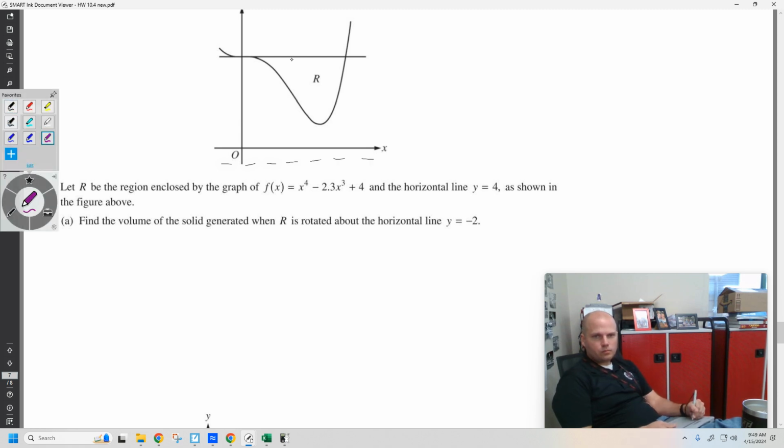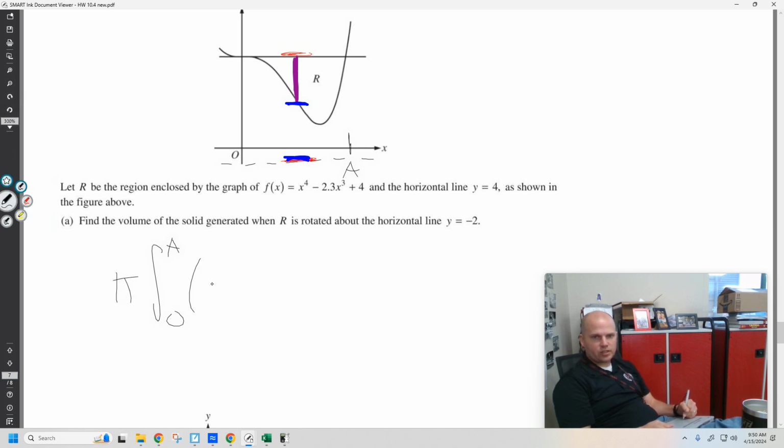This rectangle being spun creates a washer. Don't do top minus bottom squared. Outer radiuses, inner radiuses. Are they telling us where they intersect? I'm going to just call this A. Find the intersection.